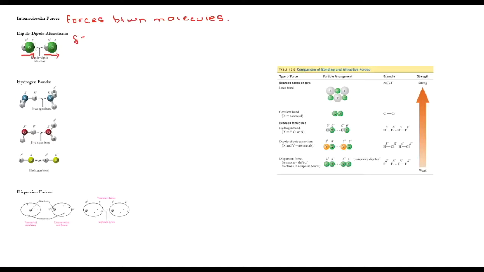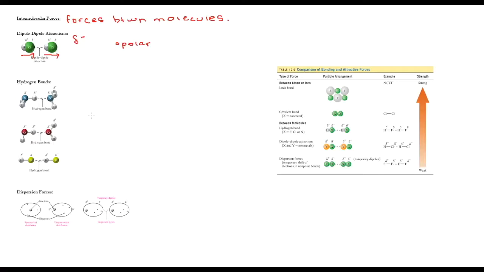So as a result, when you have a partial negative and partial positive line up, you have an attraction, and that attraction is called a dipole-dipole attraction. So in order to have dipole-dipole attractions, your compounds need to be polar. If they are not polar, you cannot have dipole-dipole attractions.